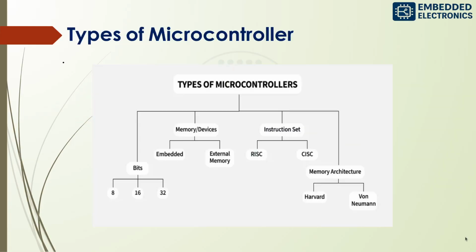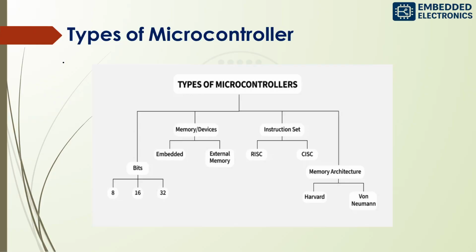So the types of microcontroller. Based on the memory or devices, instruction set, bits and memory architecture, we classify microcontrollers. Based on memory or devices, microcontrollers can be classified into two types: embedded memory microcontroller and external memory microcontroller. So what is an embedded memory microcontroller? All functional blocks are built into the chip. So here no need for external memory.